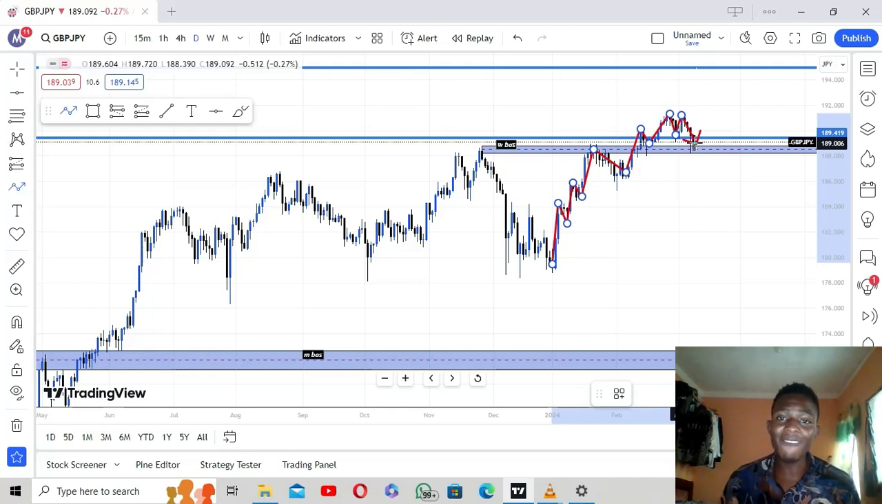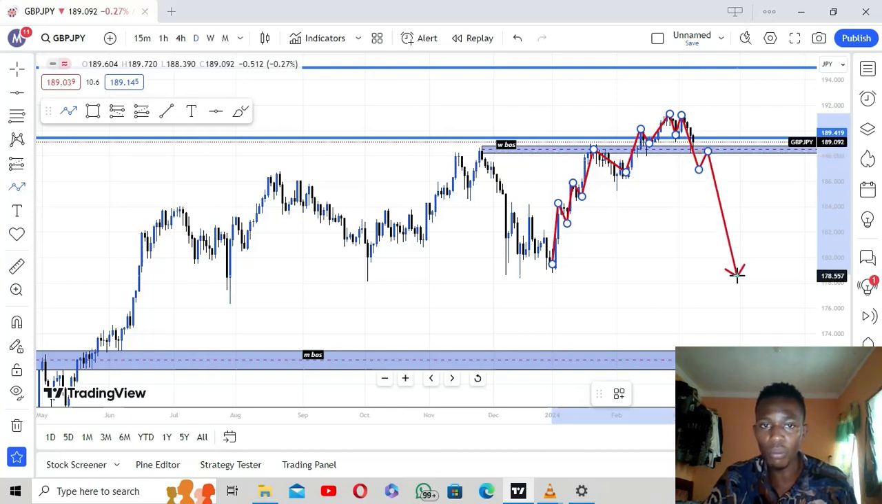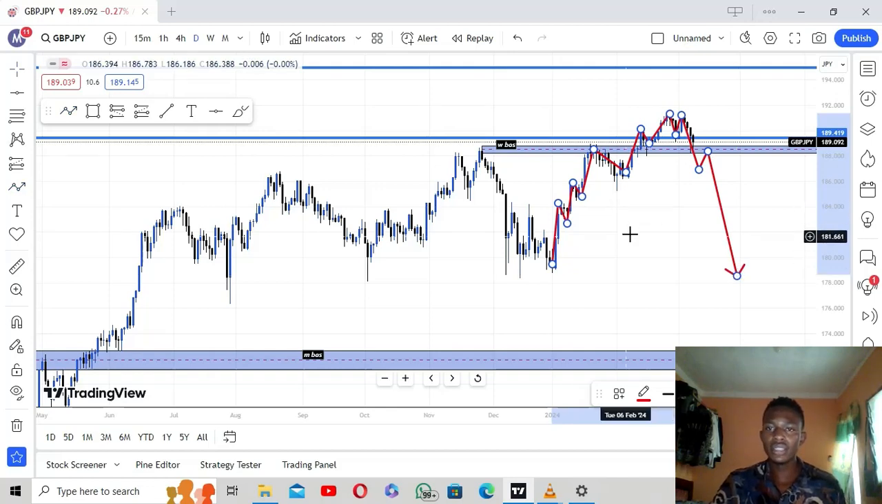Remember, patterns are very respected in the higher time frame. Chart patterns are very respected in the higher time frame. So what I'm expecting now is for it to fall down. You get here, this, and then boom, goes down. You get it? That's what I'm expecting.